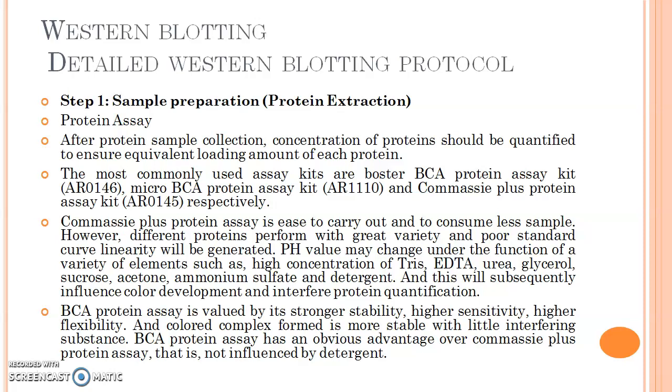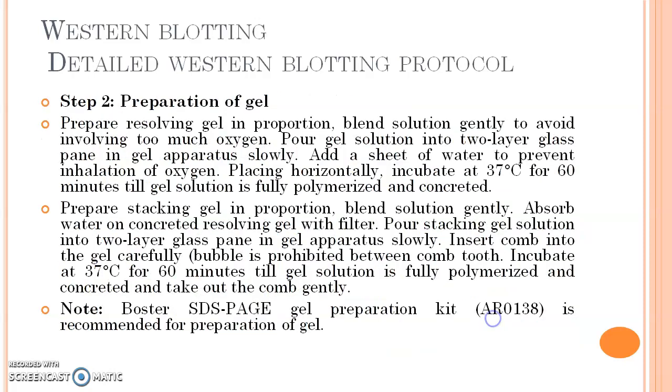BCA protein assay is valued for its stronger stability, higher sensitivity and higher flexibility, and the colored complex formed is more stable with little interfering substance. BCA protein assay has an obvious advantage over Coomassie Plus protein assay in that it is not influenced by detergent. Step 2. Preparation of gel. Prepare resolving gel in proportion. Blend the solution gently to avoid introducing too much oxygen. Pour the gel into the 2-layer glass plate in the gel aperture slowly. Add a layer of water to prevent inhalation of oxygen. Placing horizontally, incubate at 37 degrees Celsius for 60 minutes till the gel solution is fully polymerized and concentrated.